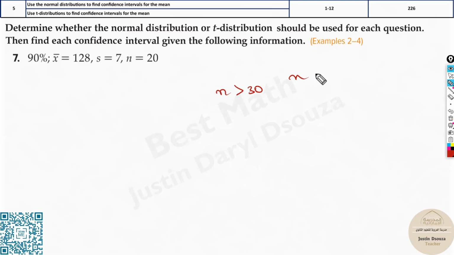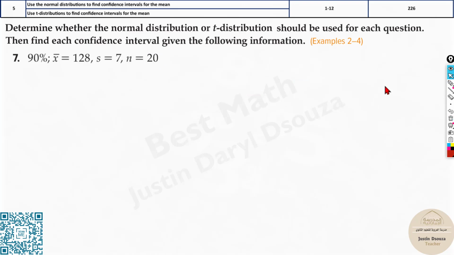When you have n less than 30, or you can consider it to be less than or equal, if it's 30, it's up to you. You can go with any. But when it's less than 30, say 20, we always go with t-distribution. That's the thing. And with t-distribution, there is a little bit of difference.